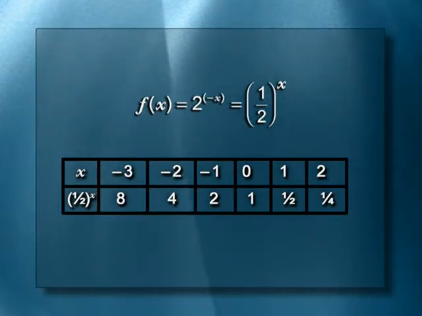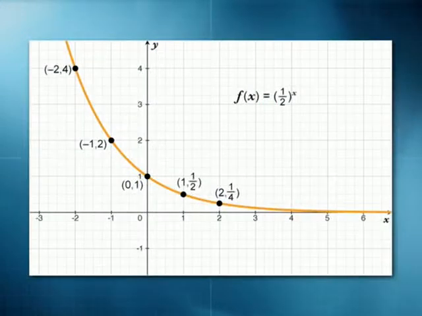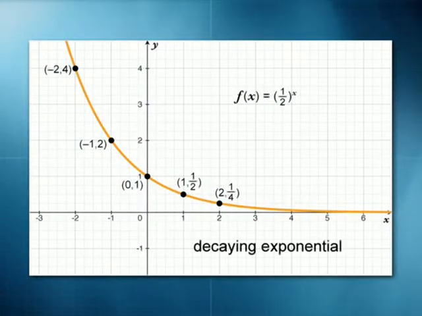And here's what you get. Another really interesting graph. This is what's called a decaying exponential. It starts off pretty high, and then as you go off to the right, it approaches a horizontal asymptote, which is the x-axis.